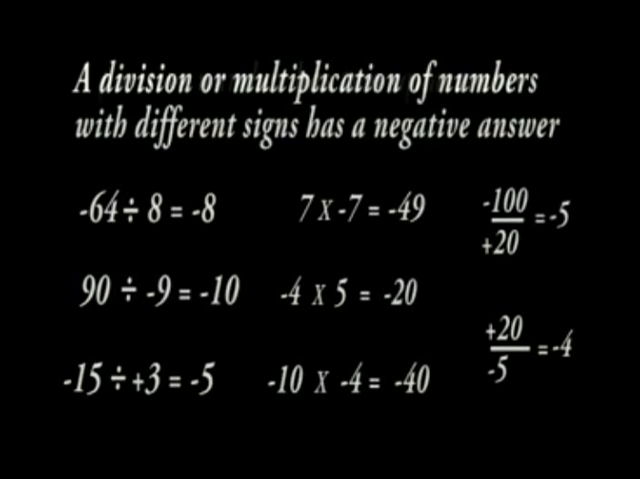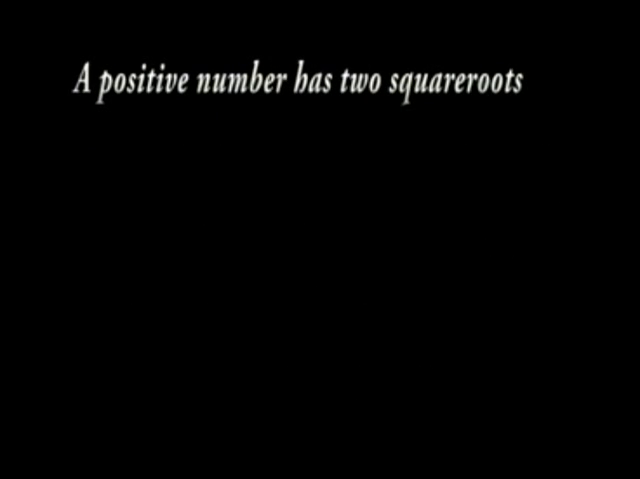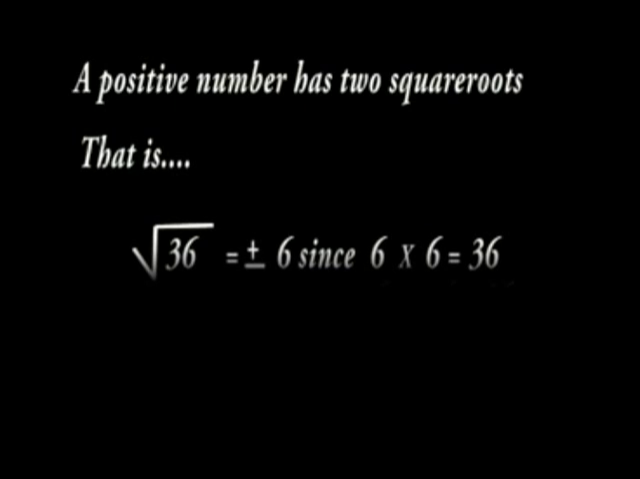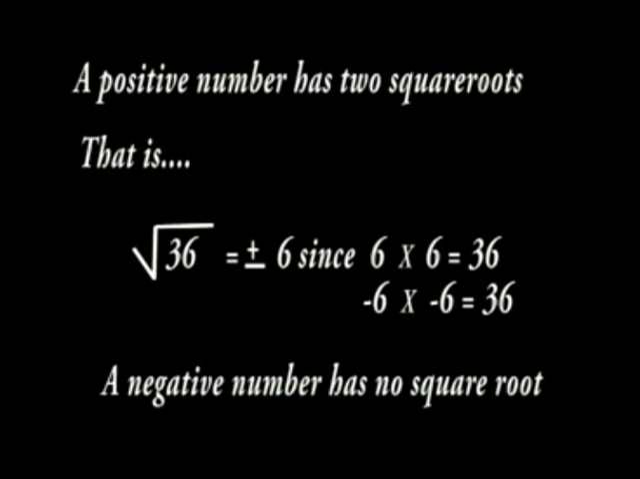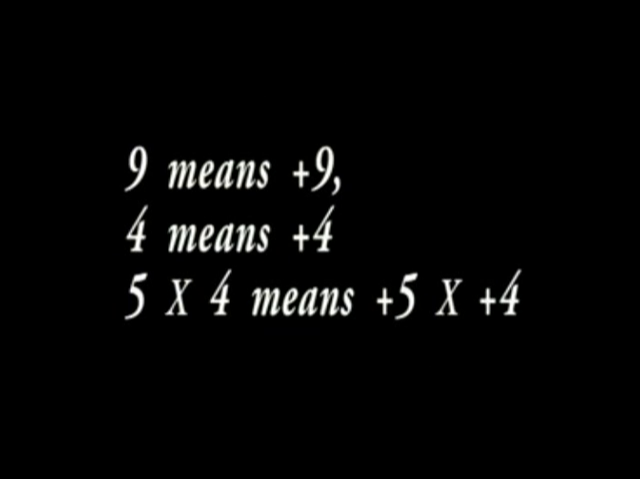It is therefore prudent to say that a positive number has two square roots, one with a plus and another with a negative. That is, the square root of 36 is plus or minus 6, since 6 times 6 is 36, as is minus 6 times minus 6. A negative number has no square root. Remember, when no sign is indicated in front of a number, it is assumed to be positive. That is, 9 means +9, 4 means +4. 5 times 4 means +5 times +4.